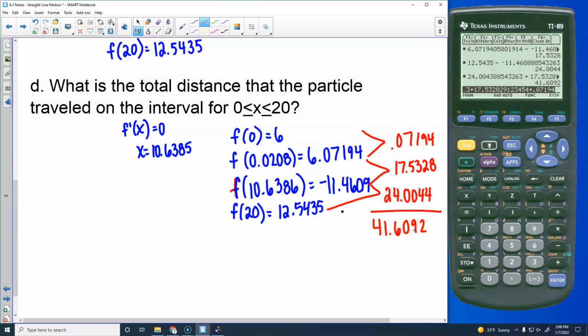Okay, so you have 4.16092 units that we have traveled. 41. Yes.